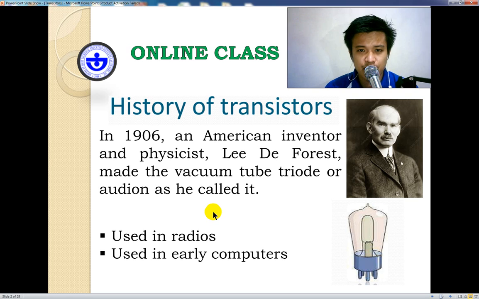Unlike nowadays, our computers are very advanced in technology, so they can be loaded with different applications. They can perform different tasks. Yes, and that's how fast the evolution of electronics is.